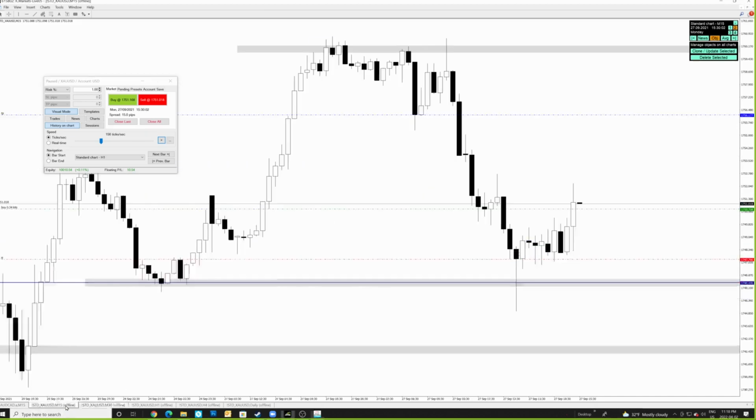Let's take a look on the 15-minute here. 15-minute also closed strong bullish, right? Which means there's a high possibility for the next 15-minute to maybe wick down and then continue up. But if it's going to wick down, it shouldn't break the low of the previous candle.